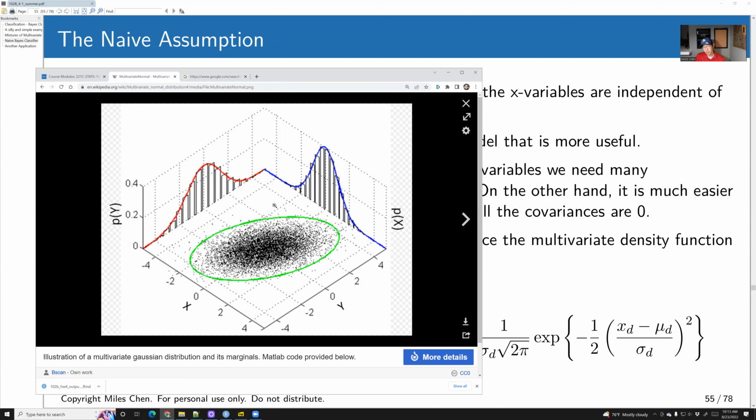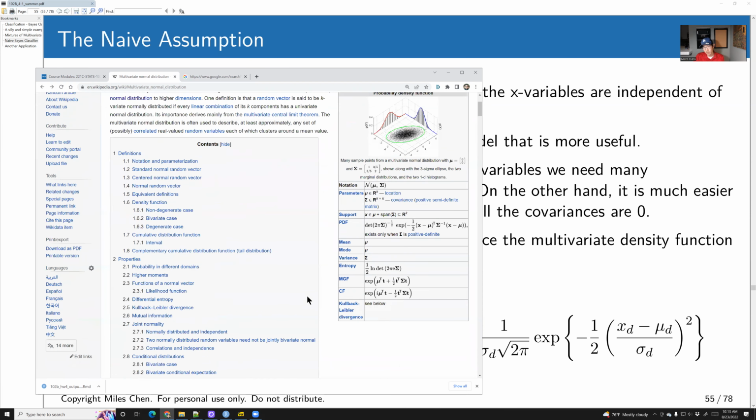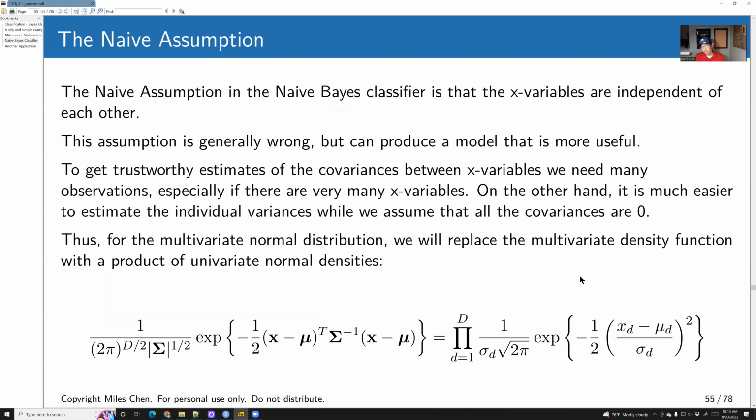And what we're going to do is we're going to just say, all right, you know what? We're going to approximate this distribution by just taking the product of x and y. Let's just take the product of x and y. I'm going to treat them as independent variables.